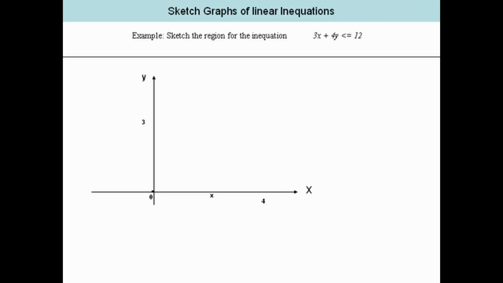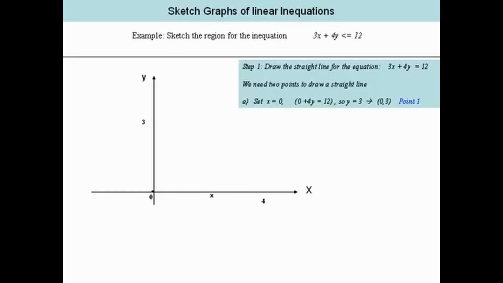Now, in order to sketch or identify the region, we first need to identify the boundary of that region. We do this by simply replacing our less than or equal to sign with an equal sign, which identifies the boundary. So we are going to draw a straight line for the equation 3x plus 4y is equal to 12.